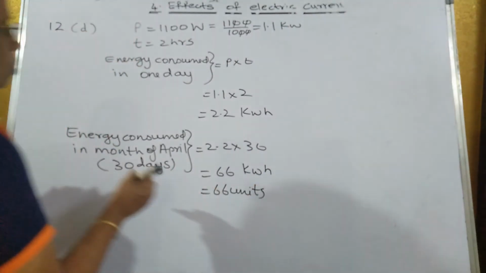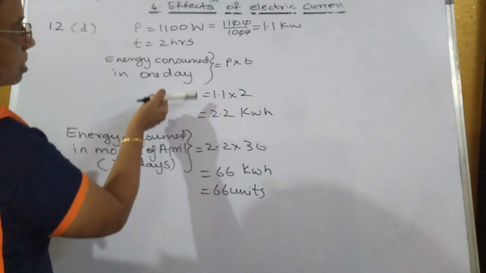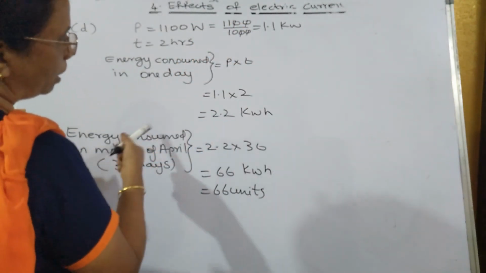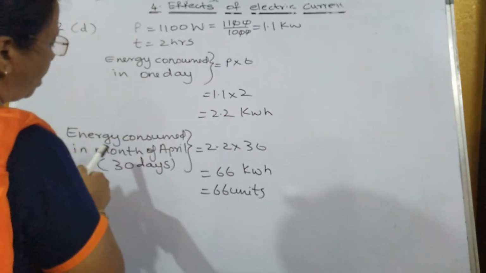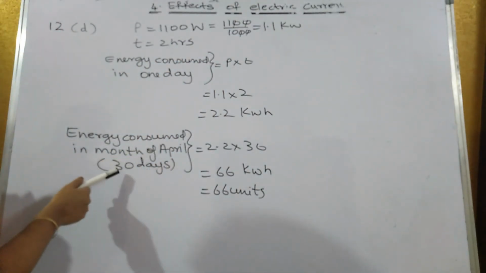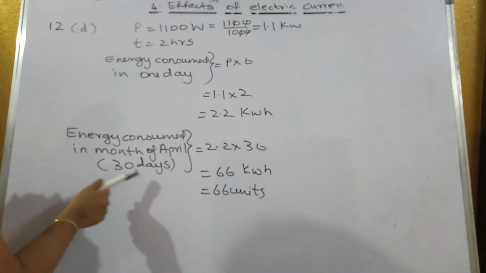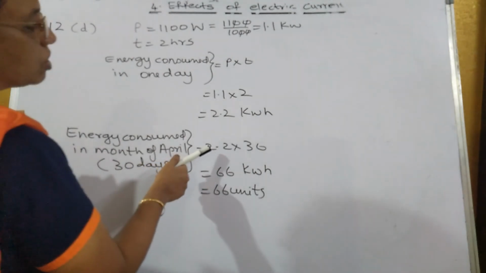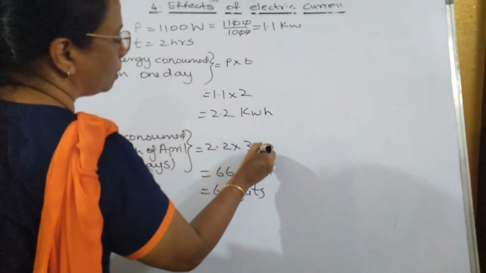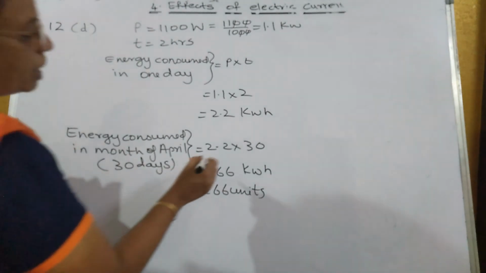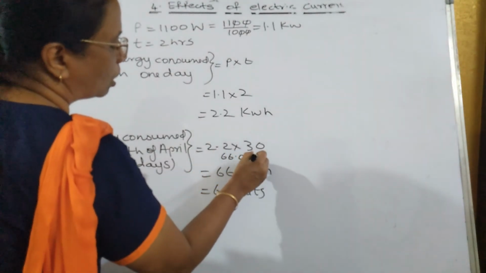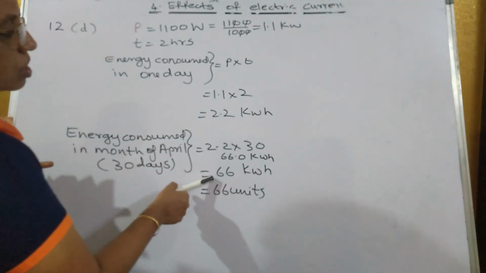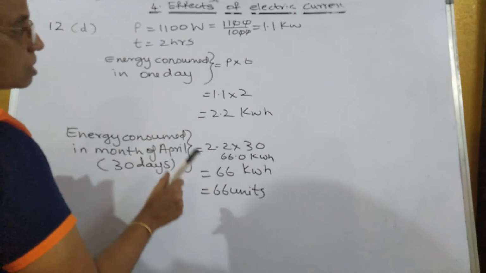I'll repeat once more. In 1 day, how much energy is consumed? 1.1 into 2 hours, that is 2.2 kilowatt hour. Now energy consumed in the month of April. In the month of April, how many days are there? 30 days. So in 1 day, if it is 2.2 kilowatt hour, then for 30 days 2.2 into 30, that's equal to 66. You'll get 66.0 kilowatt hour. Since 0 after the decimal is there, you can remove that. So 66 kilowatt hour, that is equal to 66 unit.